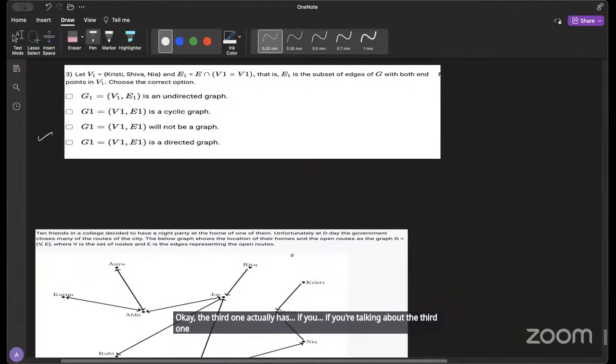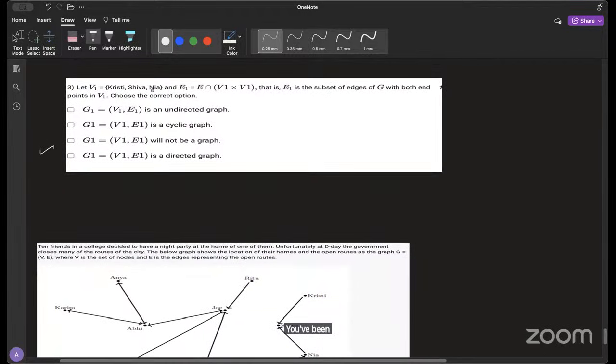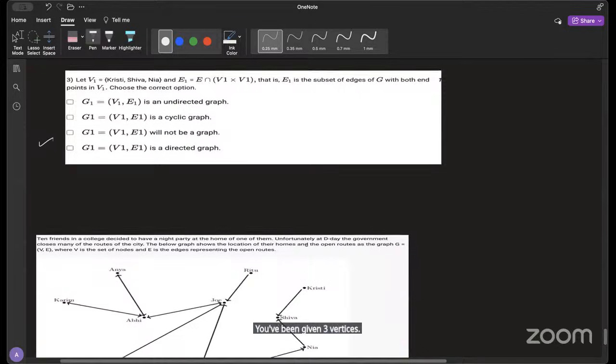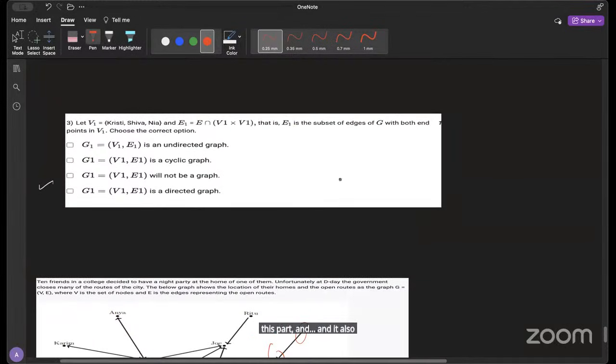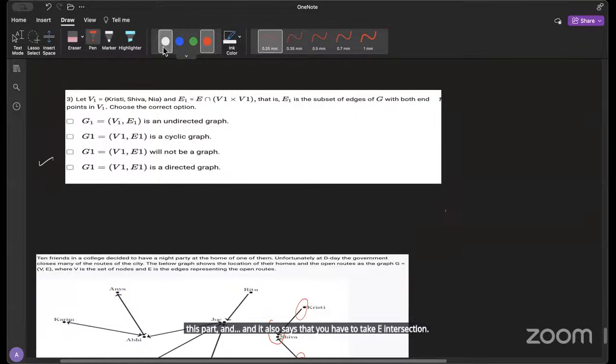Okay, the third one, if you're talking about the third one particularly, this has nothing to do with the rest. You've been given 3 vertices, this K, S, and N. So if you'll only include this part, it also says that you have to take E intersection. E means the collection of edges, right? This is the collection of edges intersecting with V1 cross V1.